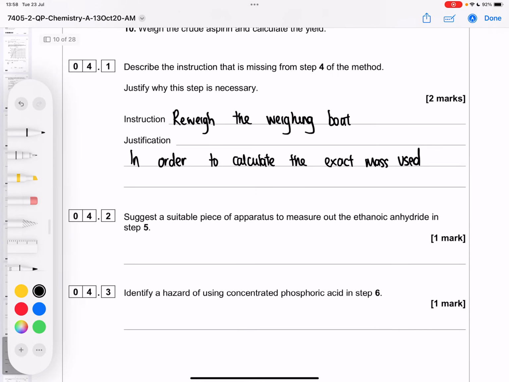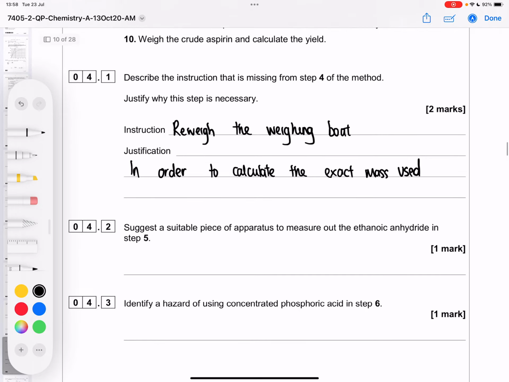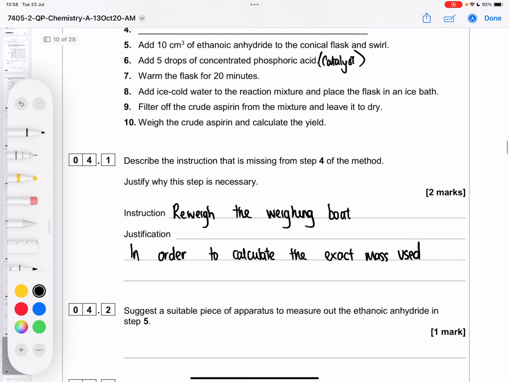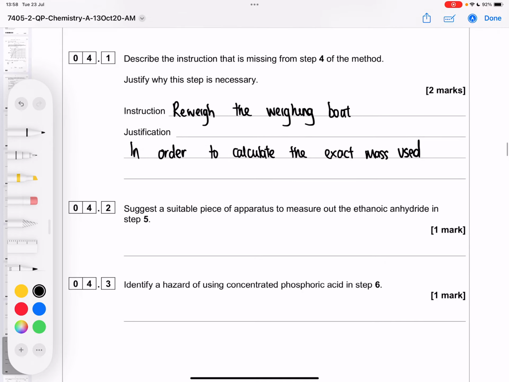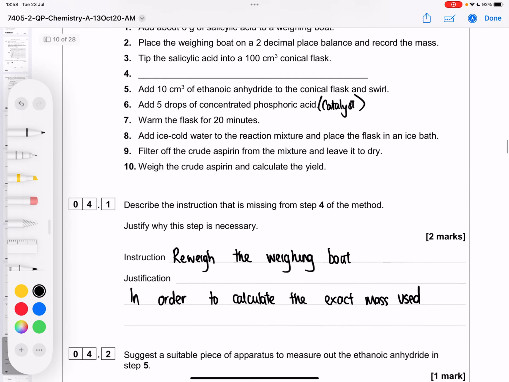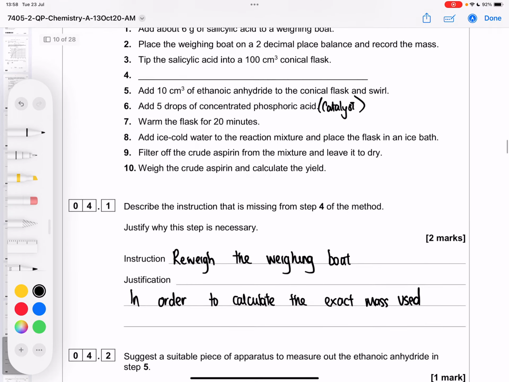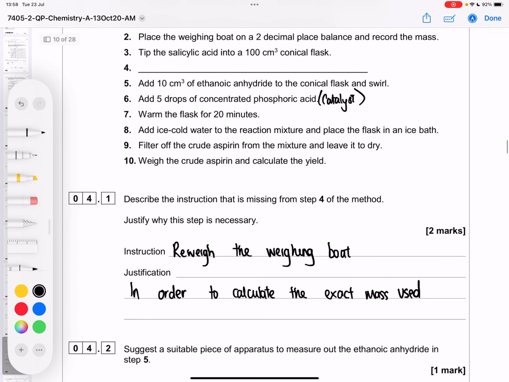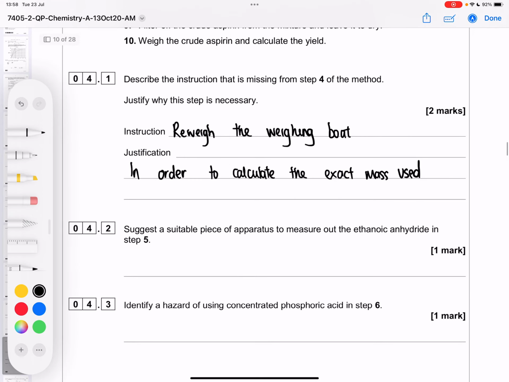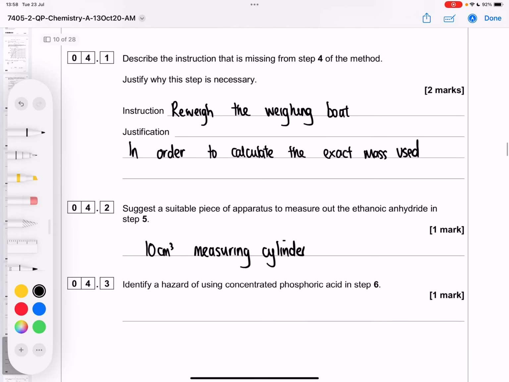State a suitable piece of apparatus to measure out the ethanoic anhydride. So the ethanoic anhydride is likely in excess because we would be using the 6 grams of salicylic acid to determine our yield. And so if we want to add 10 centimetres cubed of something that is in excess anyway, we could just use a 10 centimetre cubed measuring cylinder. You could use a pipette, but you wouldn't need to be that accurate if this is in excess.